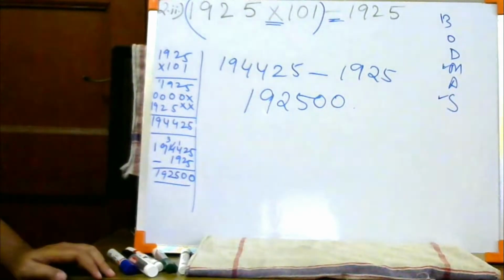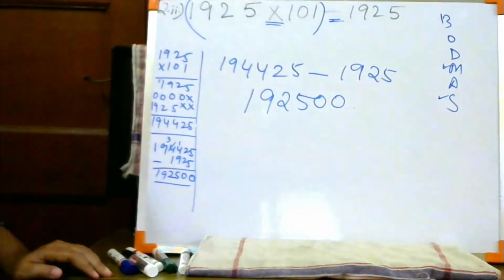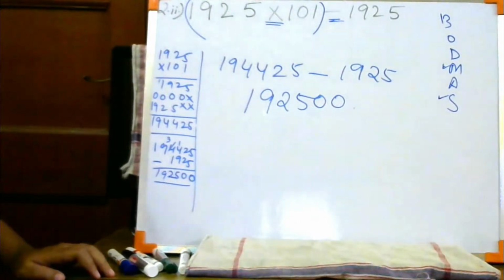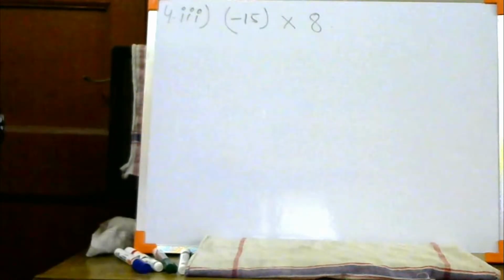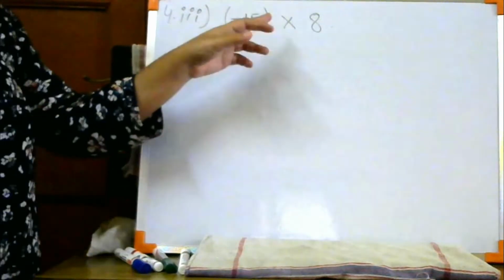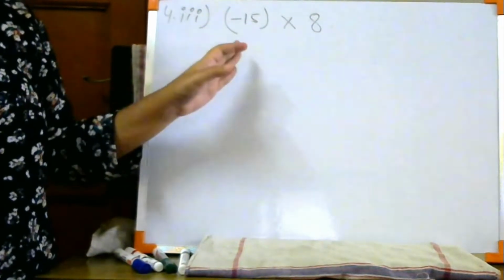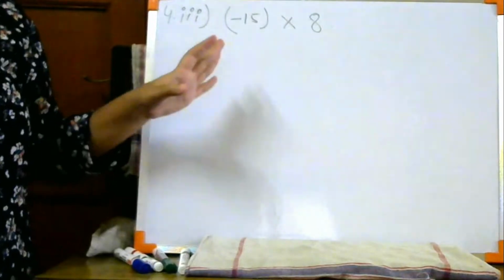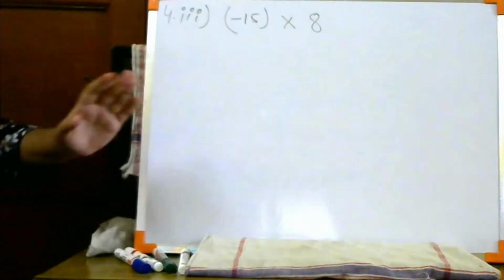The next sum is 4. Question number 4. Evaluate. Question number 4, part 3. Copy that sum. Minus 15 into 8. Question number 4, part 3. Okay. So, question number 4, part 3. Minus 15 into 8. The sum is minus 15 into 8. Same question, you have to evaluate. Evaluate means find the answer for this.